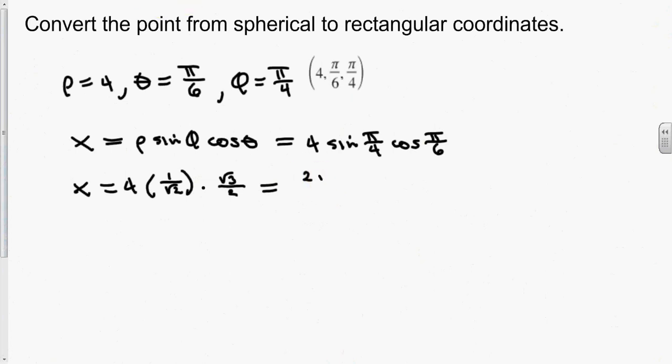So we get 2 square root of 3 all over the square root of 2, or you can write that as, is that 2 square root of 6 all over 2, just the square root of 6.